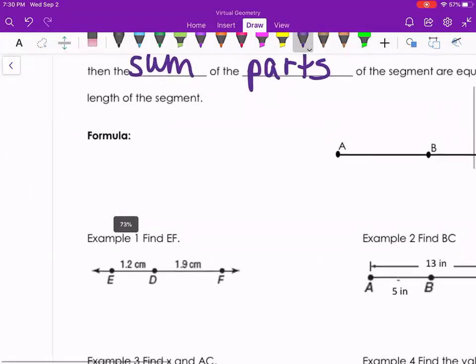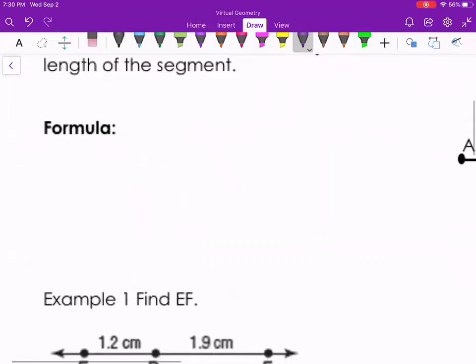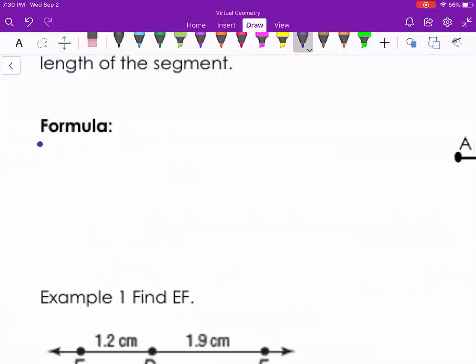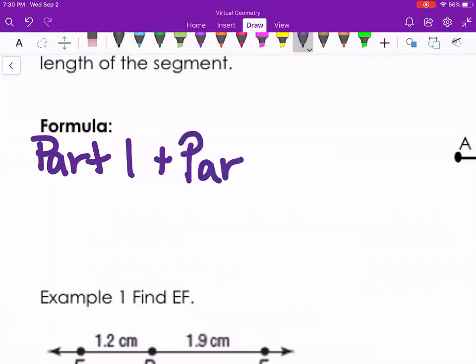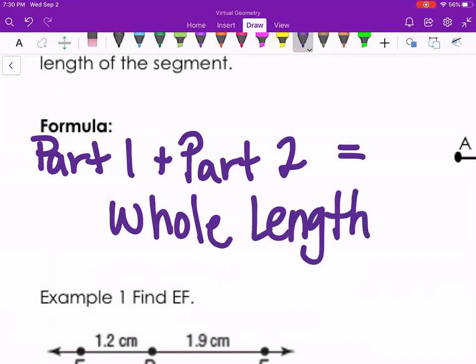So we have a specific formula that we're going to use to set up this equation. So we're looking at part 1, which will be the first segment, plus part 2, the other piece of that segment. Add those together to give us the whole entire length. So let's see where our parts are going to come from in a segment.